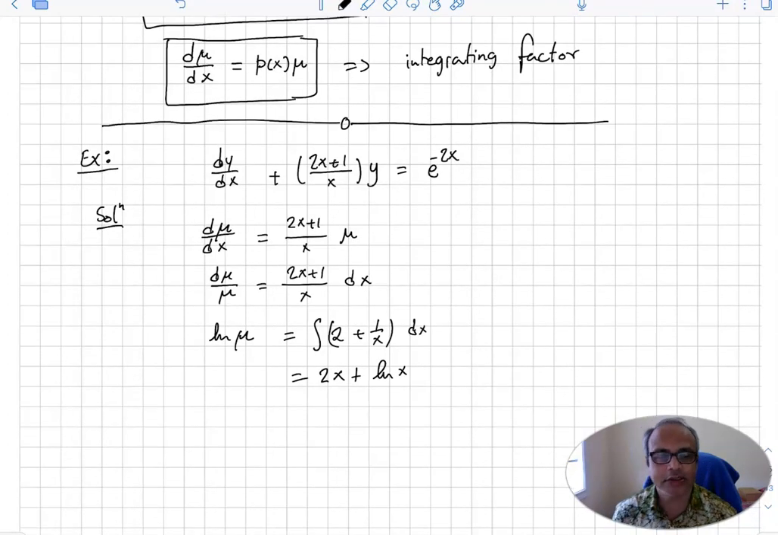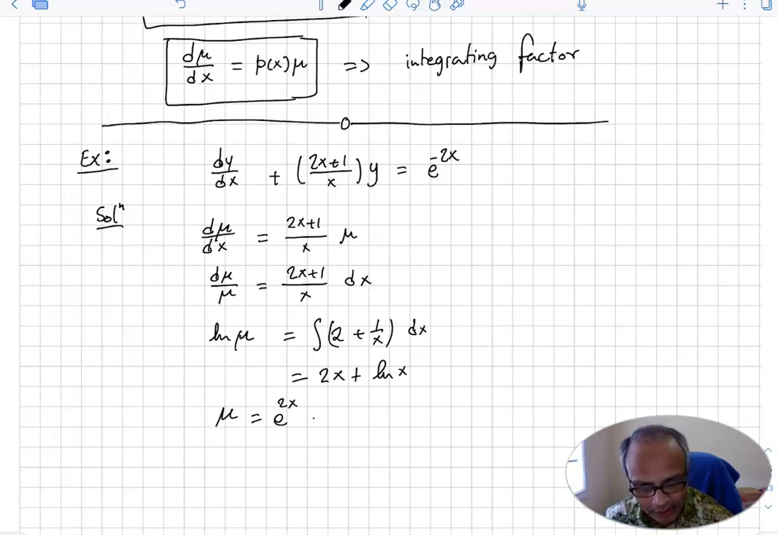Of course, there is a constant of integration, but remember, when we look for the integrating factor, we are not worried about the constant of integration, because we are going to multiply the differential equation by the integrating factor. Including a constant of integration in mu would multiply both sides of your differential equation by another constant, and that constant will get cancelled. So when you find the integrating factor, you don't look for the constant of integration. You get mu equals e to the power 2x plus ln x.